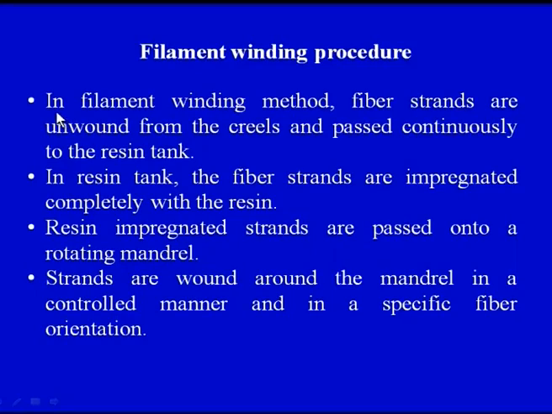So here we can see the very first point on your screen; I am again reading it for you. Let us revise. In the filament winding method, fiber strands are unwound from the creels. When we are making a composite product, the fibers would be unwound from the creels and passed continuously to the resin tank, so they are getting impregnated in the resin tank. In the resin tank, the fiber strands are impregnated completely with the resin, so the fiber strands will pick up the resin from the resin tank.